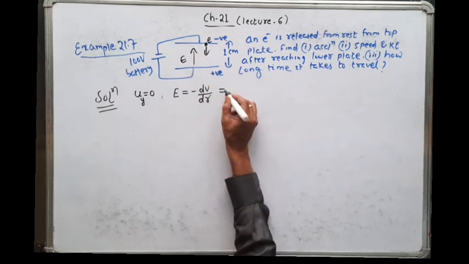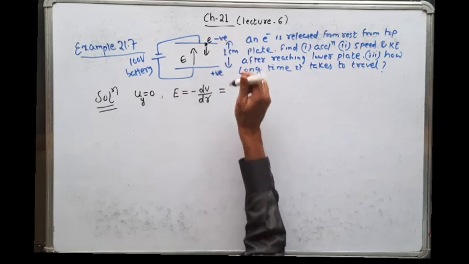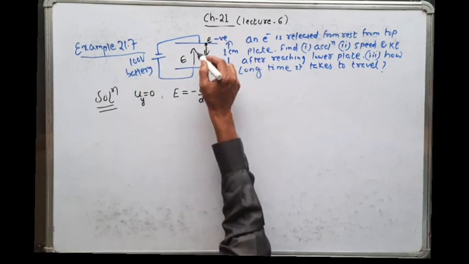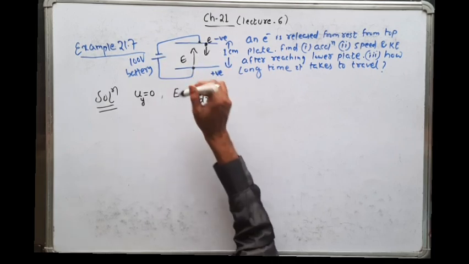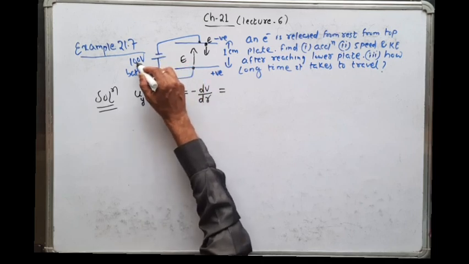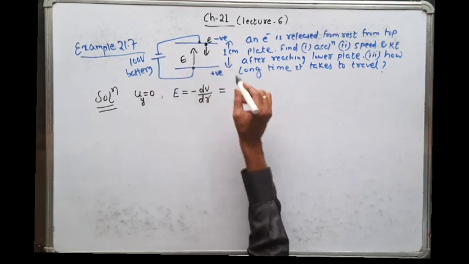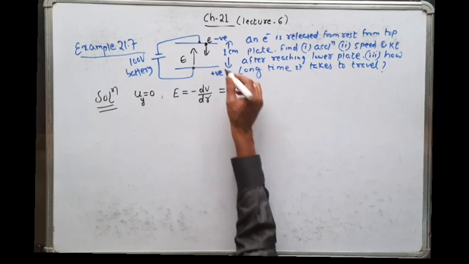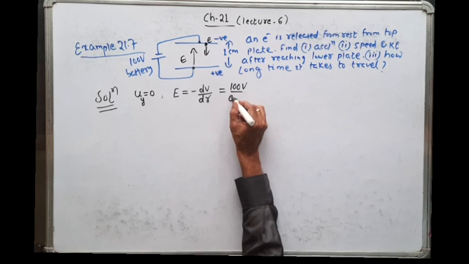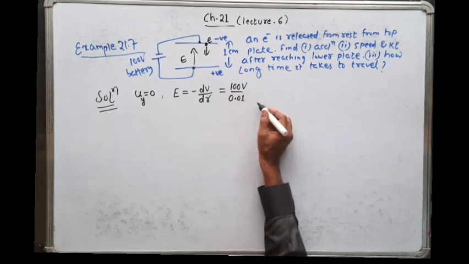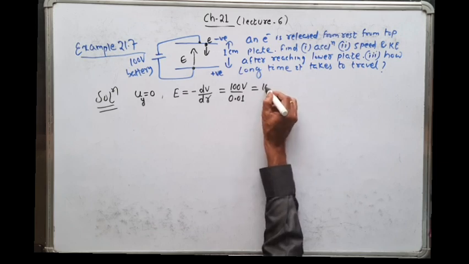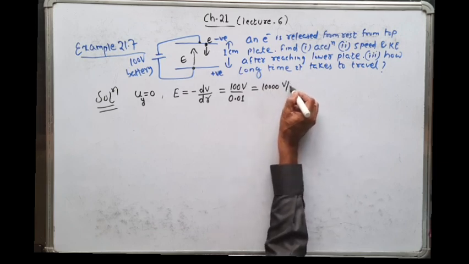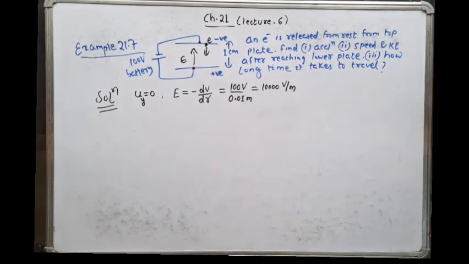And what is the value of the electric field? It is nothing but the potential difference divided by distance. What is the potential difference here? 100 volt. Okay, so the negative terminal is connected here, the positive terminal is connected here. If the potential difference between the two terminals of the battery is 100 volt, the potential difference between the two plates is also 100 volt. Distance is 1 centimeter, which is 0.01 meter. So the electric field intensity inside the plates is 10000 volt per meter.